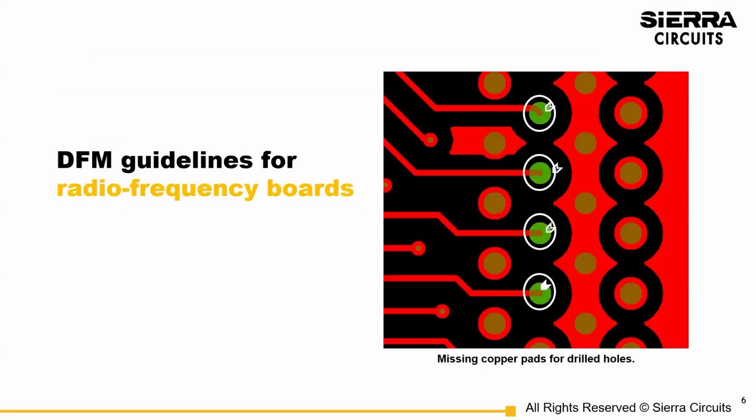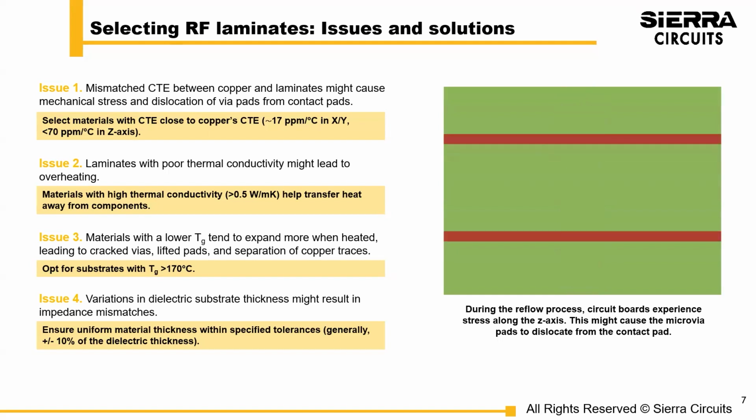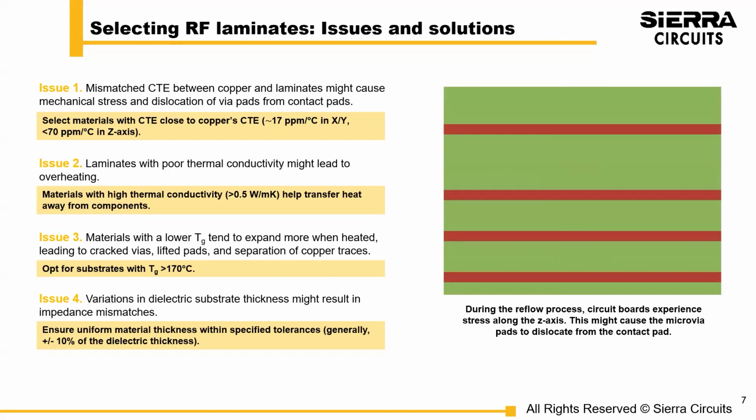Let's discuss a few DFM guidelines for radio frequency boards now. Mismatched CTE between copper and laminates often results in via pad dislocation from the contact pads. To minimize this risk, you can choose materials with a CTE that is close to copper, around say 17 ppm per degree Celsius in the X and Y direction and under 70 ppm per degree Celsius in Z direction.